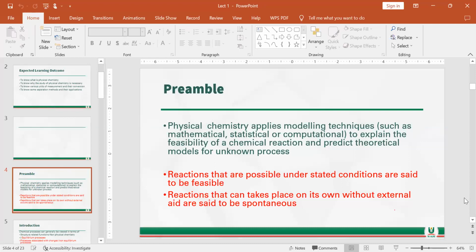We can see the difference between feasibility and spontaneous reaction. A spontaneous reaction will occur on its own without any heat. But any reaction that is possible at all, maybe by changing conditions, by chilling or increasing the temperature, by altering the pressure or any other treatment, or by using a catalyst, such reactions are said to be feasible. So you'll be able to differentiate between feasible and a non-spontaneous reaction.